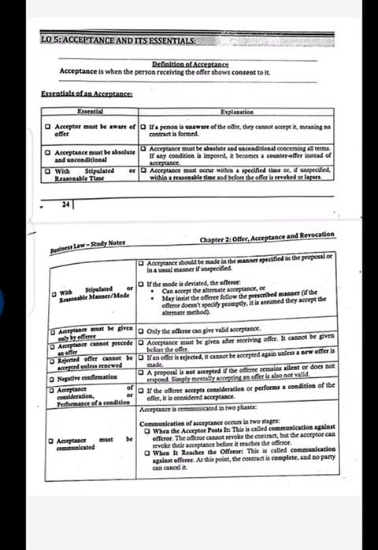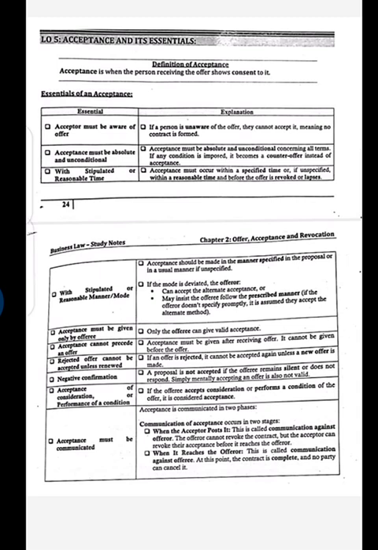So what is an acceptance and its essentials? Acceptance is when the offeree shows his consent to the offer, then that becomes an acceptance. So acceptance is when the person receiving the offer shows consent to it. So what are the essentials of acceptance?